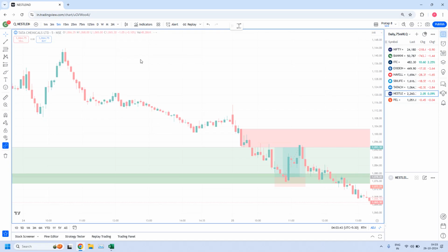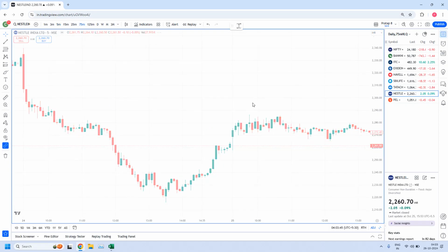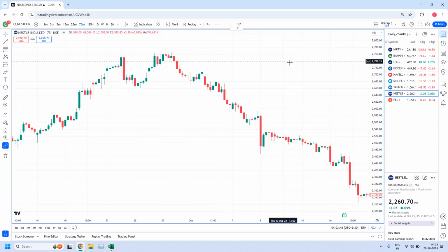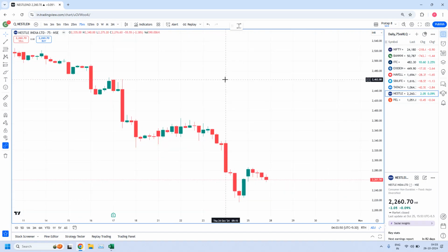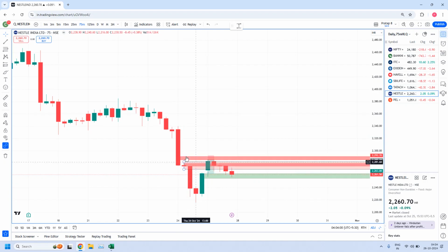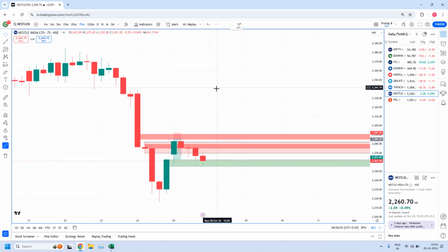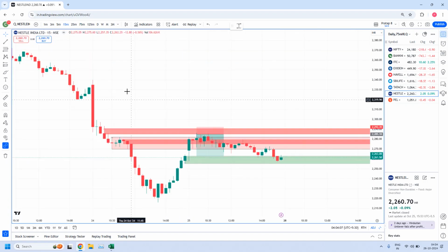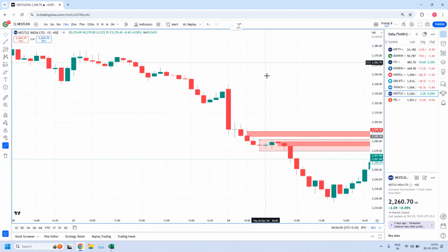Nestle is also a 75 minute high liquidity zone. This is the supply zone, Nestle high liquidity. See, this drop, base, drop. This drop, base, drop is the high liquidity supply zone. And this 75 minute zone is how we fine tune with the 5 minute zone time frame.